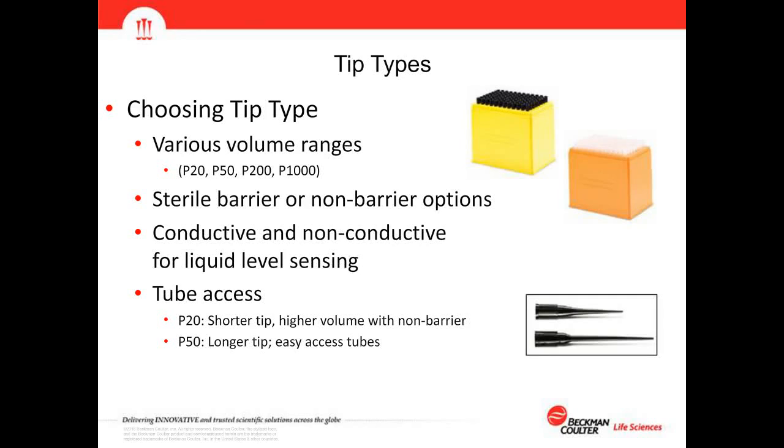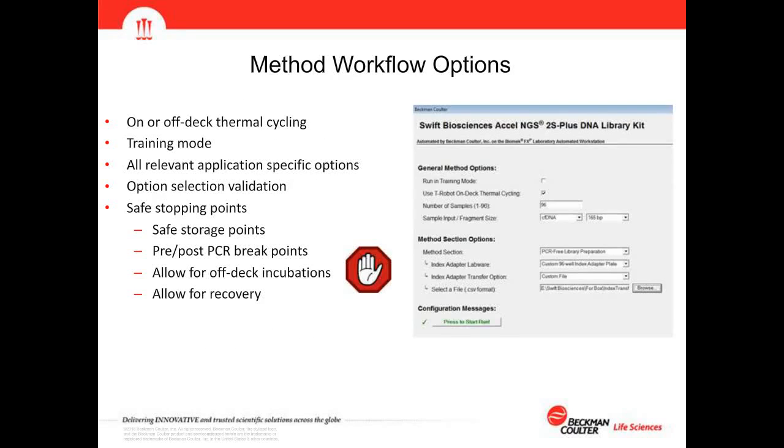Also important is the tip type, and you've got to make decisions on the various volume ranges, whether you want to use sterile with barrier or non-barrier, whether you want to use conductive or non-conductive for liquid level sensing, and if you do need tube access and what these tube sizes would be.